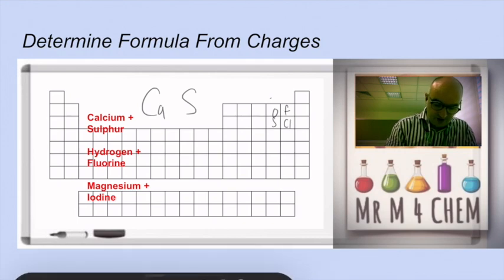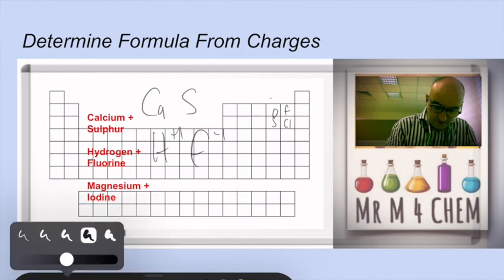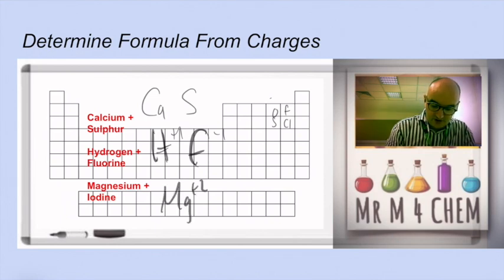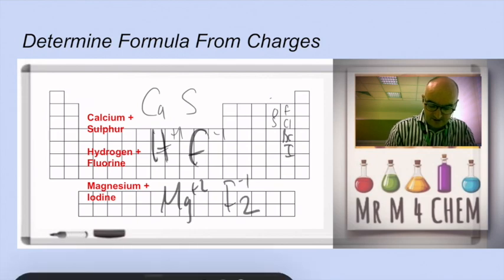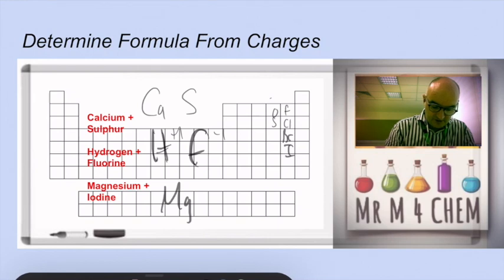Hydrogen and fluorine. We've got hydrogen, which is group 1, and fluorine, which is group 7. So that's -1 plus 1. Therefore, it's just HF. There we go. You can see it now. Is the formula. Then magnesium with iodine. Well, Mg is +2. Iodine is down here, it's -1. So we must have 2 iodines, because then 2 times -1 is -2, plus 2 from the magnesium. That gives us 0. So the formula is MgI2.